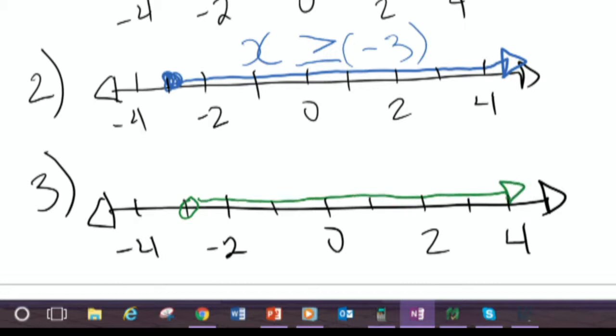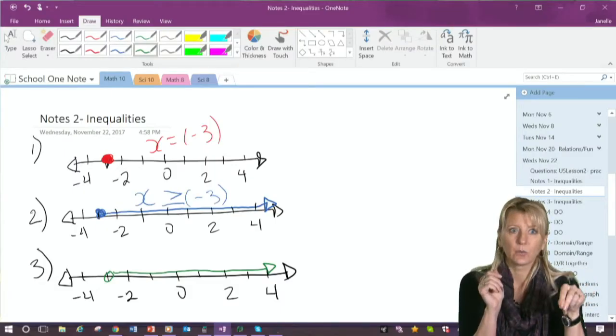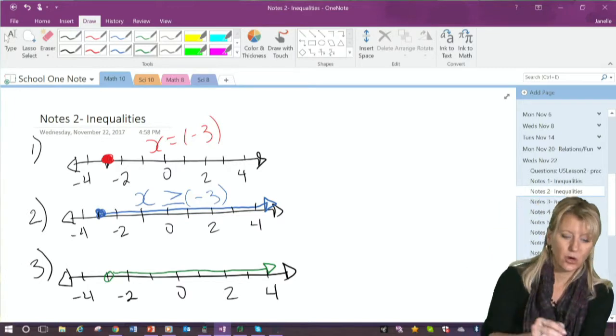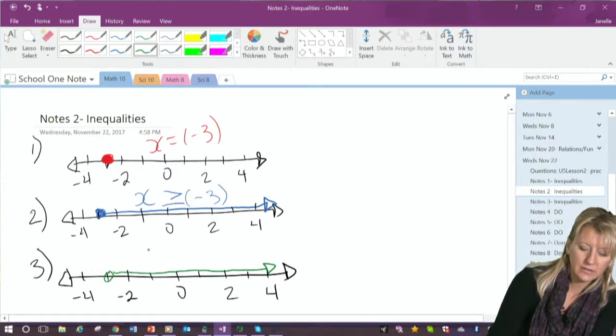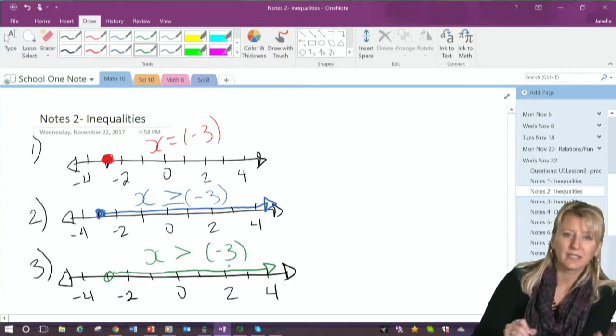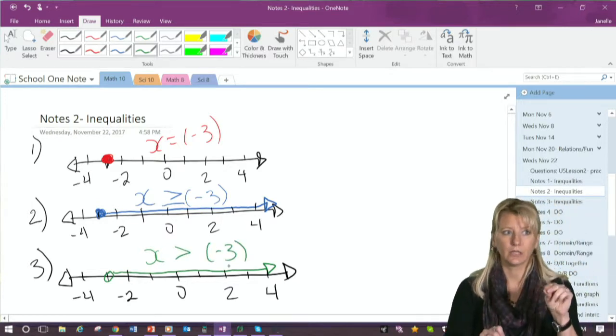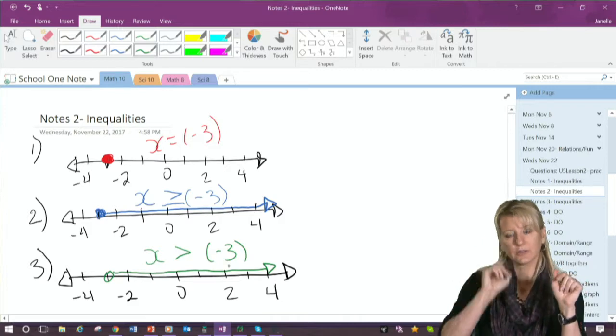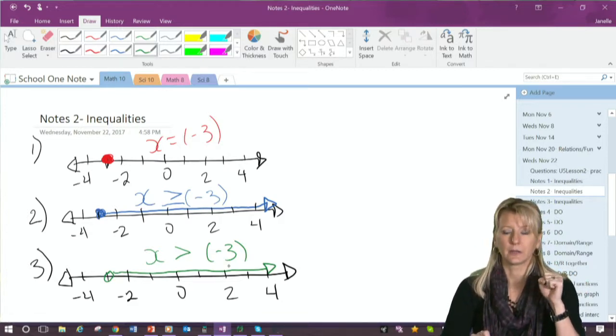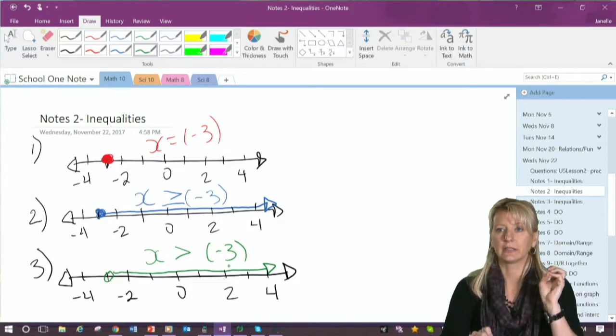Okay. So this one I have not colored in. Thinking about the inequalities, the other ones I've colored in. This one I have not. So it's going to be the same. It's still going to be x, still going to be greater than, and it's still going to be -3. But does it include the -3? If it's an open circle, does it include the -3? What do you guys think? Should I put a line underneath, or should I just leave it?